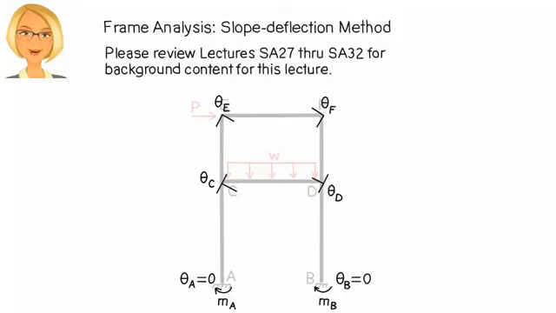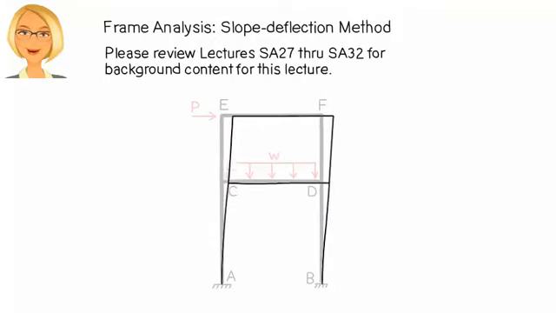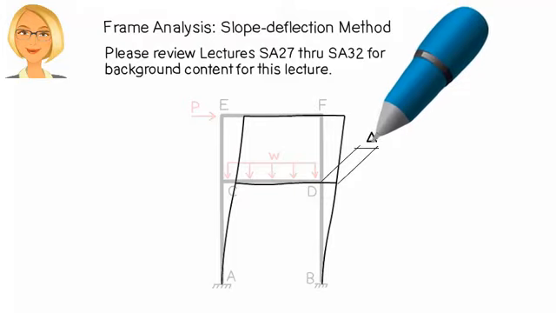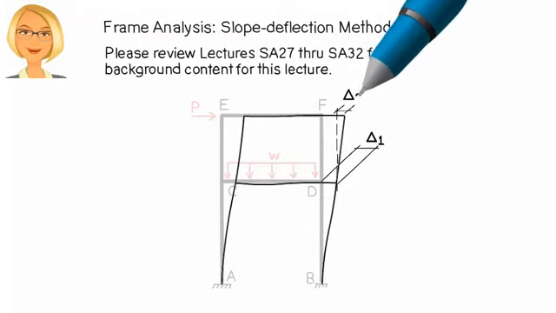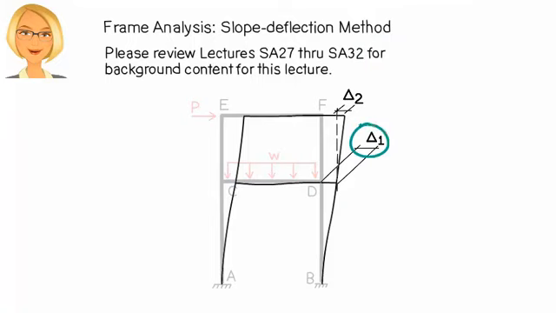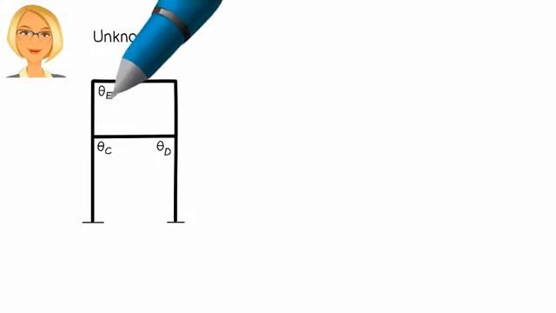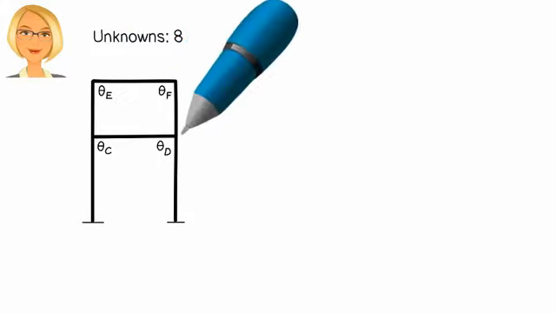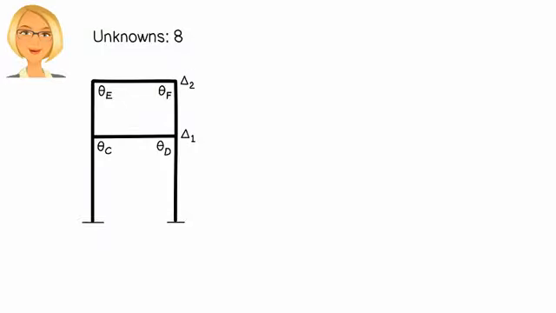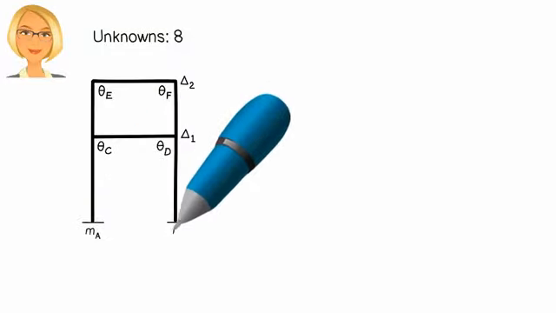Further, under the applied loads, the frame is going to deform like this. Let's refer to the lateral displacement at the top of the first story as delta 1, and we use delta 2 for the horizontal displacement at the top of the second story relative to the first story. These displacements are also unknown. Therefore, we have a total of 8 unknowns. There are 4 unknown slopes, 2 unknown displacements, and 2 unknown moment reactions.